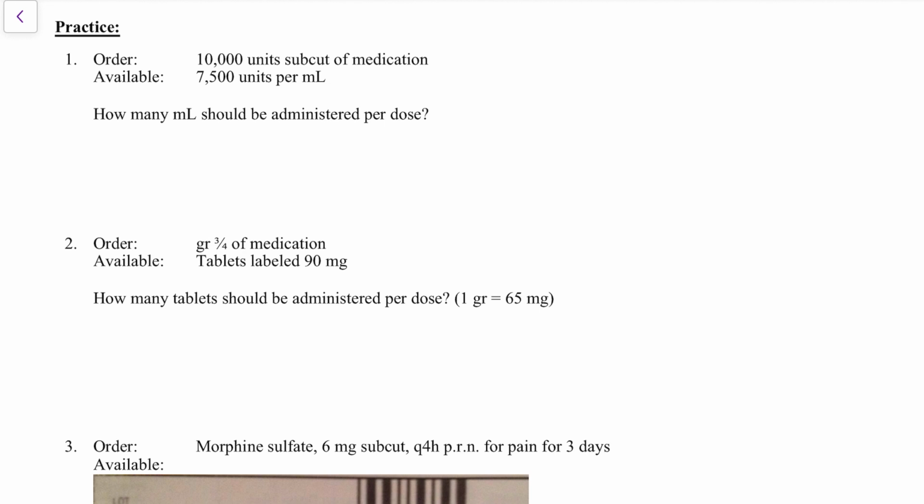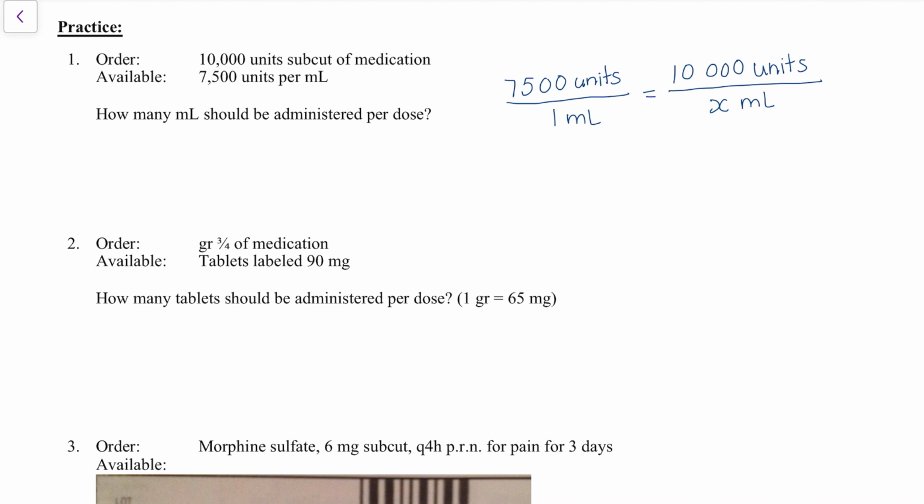Okay, let's look at number 1. We have an order of 10,000 units subcut of medication, and it's available at 7,500 units per milliliter, and again it wants to know how many milliliters per dose. So we're going to set it up as available to ordered. So available to us is 7,500 units over 1 milliliter, and then ordered is 10,000 units, and we want to know how many milliliters.